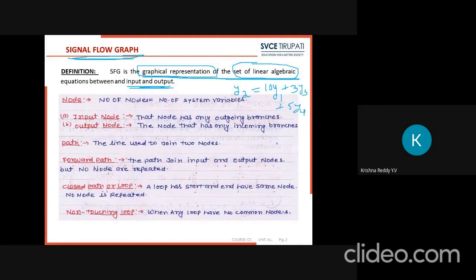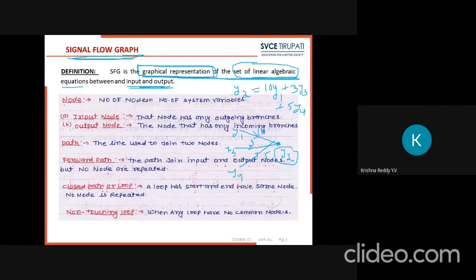Means we are having only one output having three inputs. One is y1, one is y3, one is y4. Its gain is 10, it is 3, it is 5. Finally, we are having the output y2. y2 is equal to 10 times of y1 plus 3 times of y3 plus 5 times of y4. We are representing the relation between output and input in terms of linear algebraic equation, also represented in graphical manner.